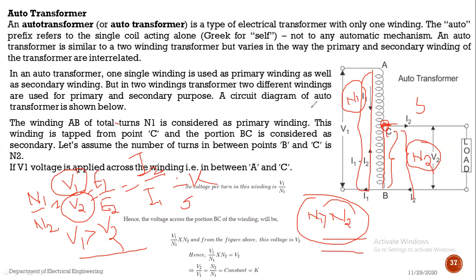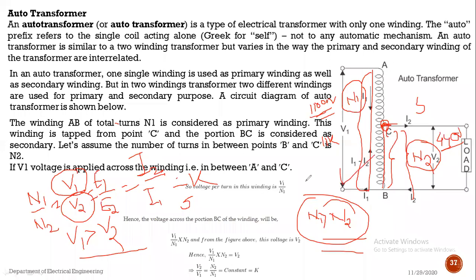Suppose this voltage is 11,000 volts, that means an 11 kV line. And suppose we use a transformer here and it is converted into 440 volts. That means we are converting high voltage into low voltage, stepping down the voltage from 11,000 volts to 440 volts. So it is a step down transformer.